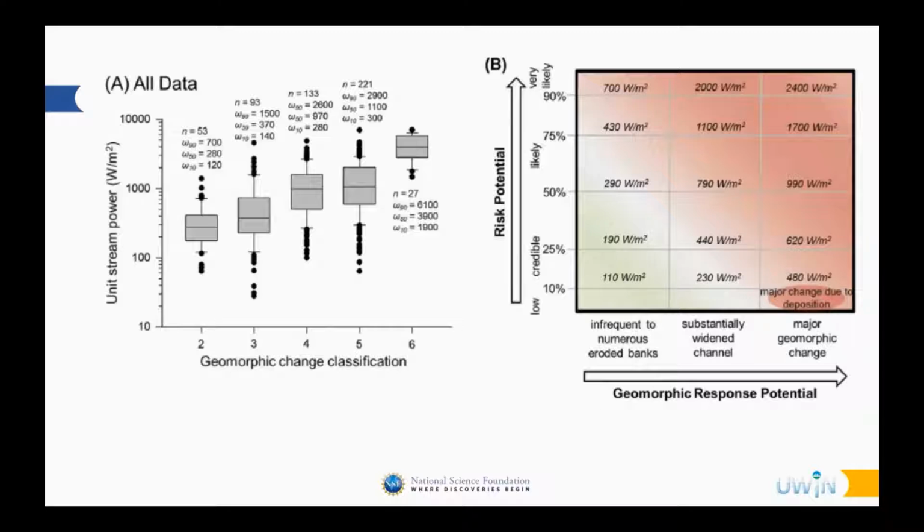And so again, to cut to the chase here, we did have some success in distinguishing among these different categorical levels of channel change using unit stream power, or stream power per unit bed area, in watts per meter squared. That's essentially just the specific weight of water times the discharge times the slope divided by the width of the channel. And the upshot was this figure on the right, where we aggregate all of the data and relate the probability of these different degrees of channel adjustment to varying levels of specific stream power.